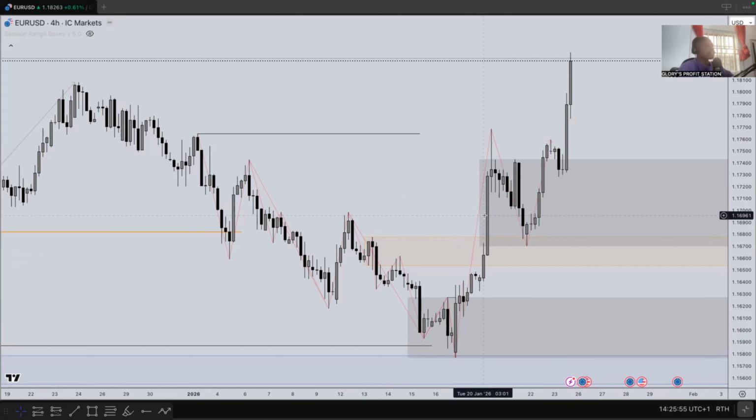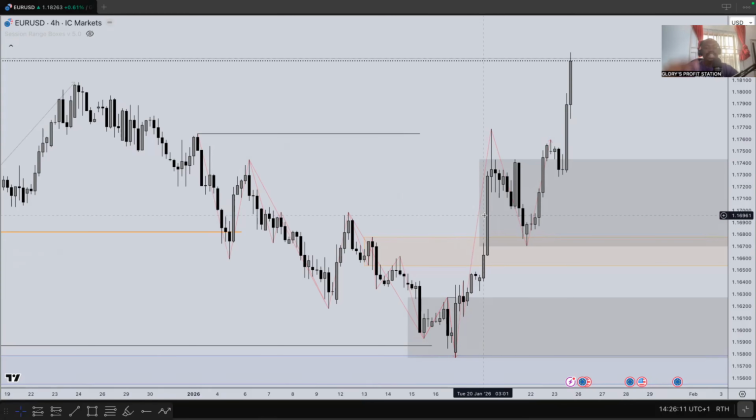So I know I have a support level that I can be buying the market from on the 4-hour time frame. It's now a matter of going down to the lower time frame, refining this to see an alignment on the lower time frame that says buy from this level as well.